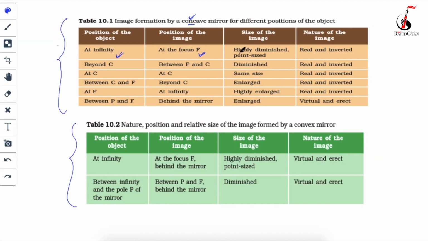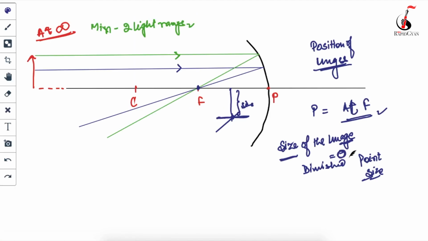From here, check what it says: it's highly diminished, or point size. So this will become the size of the image. Now it's showing the nature of the image. The nature of the image is, beta, always remember that there are two terms: virtual and actual.